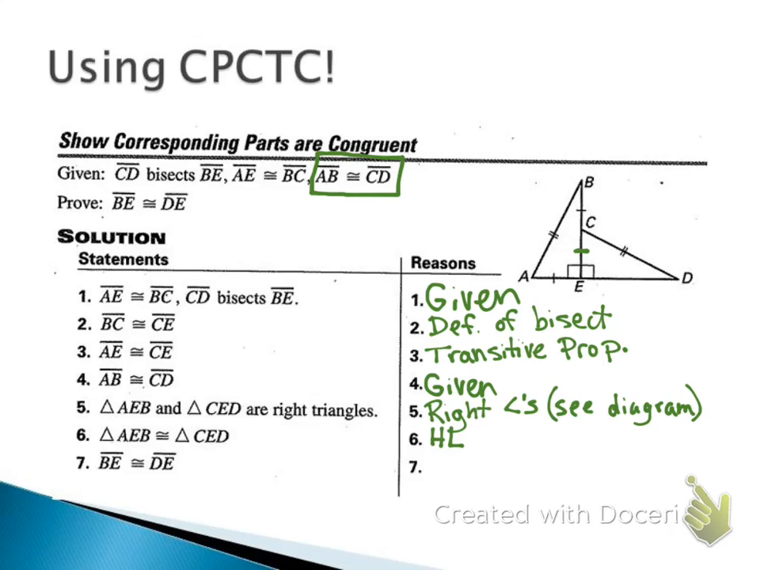Now, once you prove that the triangles are congruent, you know that all the corresponding parts are congruent. So BE and DE are corresponding parts of congruent triangles. So that's the reason that they're congruent. So we can shorten that up with saying CPCTC. Corresponding parts of congruent triangles, congruent.